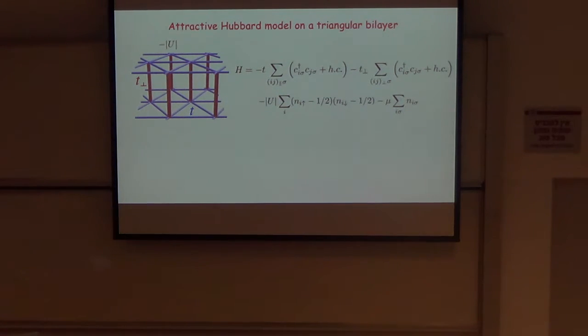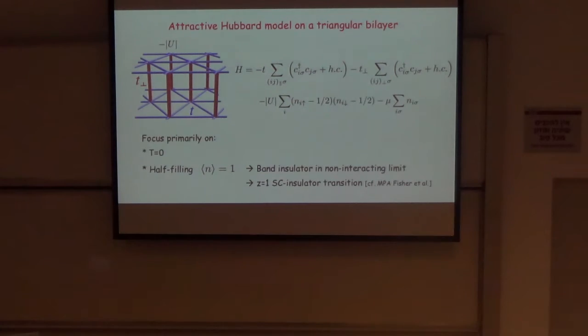Okay? So the Hamiltonian is very familiar to everyone. Minus t is the hopping matrix element on one of the planes of the triangular lattice, nearest neighbor. t perp is the hopping matrix element across the bilayer. Negative U is the on-site attraction, and mu is the chemical potential that controls the filling. I will primarily focus on zero temperature, maybe say a little bit about finite temperatures, and I will primarily focus on half-filling, which means one particle per site, so that I get a band insulator in the non-interacting limit. I can also discuss what happens as a function of filling, and this will give us a superconductor-insulator transition using the arguments of Mott.